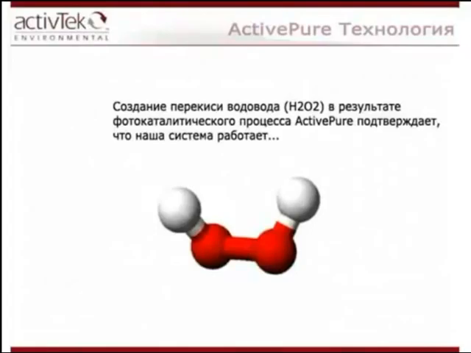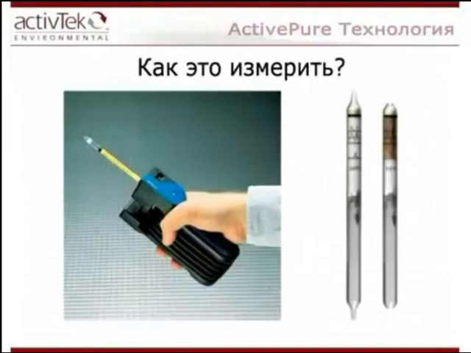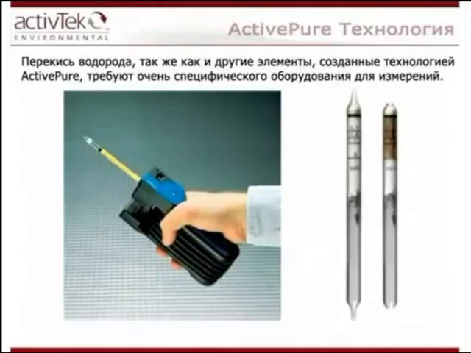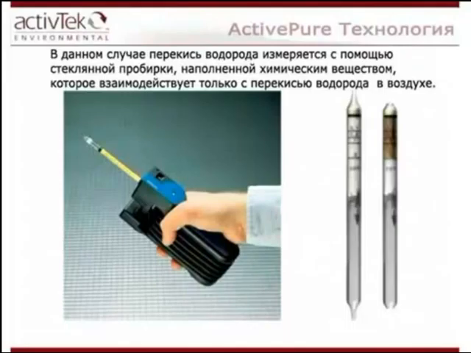Hydrogen peroxide, as well as other elements produced by the Activ technology, requires very specialized equipment to be able to measure. In this case, hydrogen peroxide is measured with what's called a Draeger tube. It's a glass tube that contains a chemical that reacts only with hydrogen peroxide found in the air. As you can see, the Activ technology is actually a very sophisticated process.